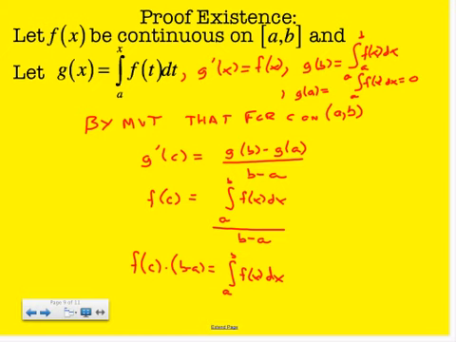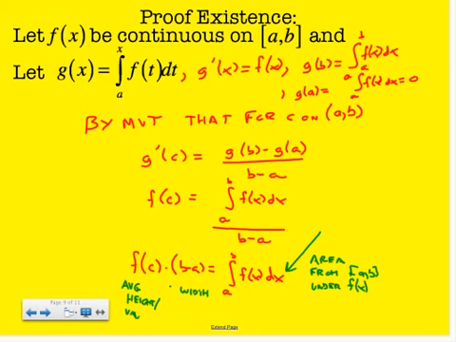Okay? And if I look at this graphically, this says that the area from a to b under f of x is equal to the width of the interval, b minus a, times the function value of f at some value c. Okay? And so therefore this has to be the average height, or the average value of f on that interval in order for those two expressions to be equal. Okay? So this proves that the value has to exist.